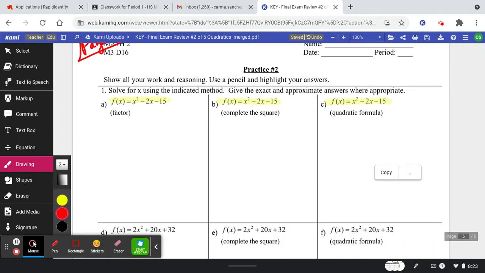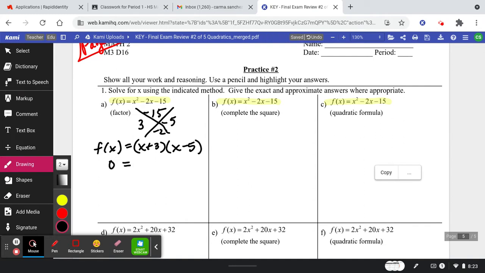Solving by factoring, starting with the first one, we're going to look to see what times what equals negative 15 and subtracts to give us negative 2. So hopefully you're thinking 3 and negative 5. So my factors are x plus 3, x minus 5. So I first got the factors of my trinomial.